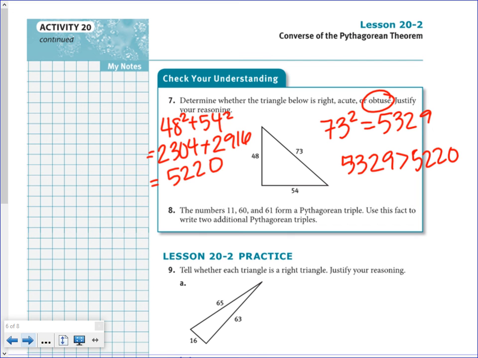They tell us we have a Pythagorean triple, 11, 60, and 61. And we want to write two other Pythagorean triples. So, since I know that is a Pythagorean triple, pick your favorite number, and multiply all three of them by that number. If you pick 2, 11 times 2 is 22, 60 times 2 is 120, and 61 times 2 is 122. And you can verify, but that does satisfy the Pythagorean theorem. It works in the Pythagorean theorem.